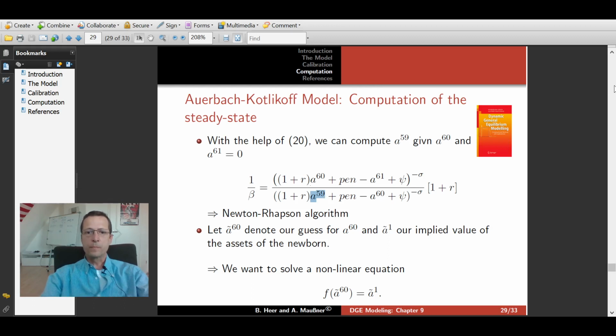And next, we proceed and iterate backwards in time recursively and look at the Euler equation of the 58-year-old. Then the 60 has to be replaced by 59, 61 by 60, 59 by 58. So if we go back in time from age 59 to 58, we again have an Euler equation in the individual wealth levels A58, A59, and A60. We know A60, which was our initial guess. We know A59 from the previous computation. Now we can compute A58.